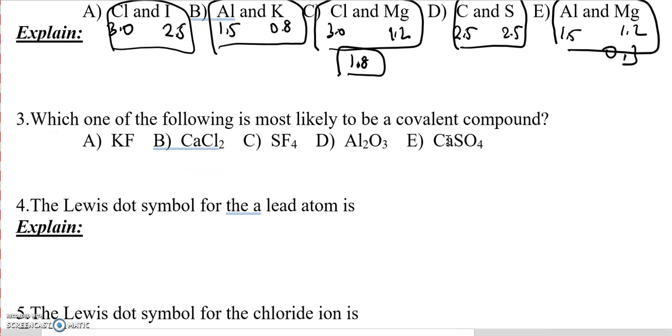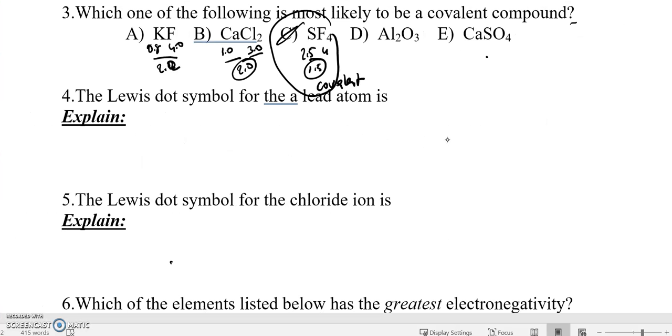Which one of the following is most likely to be a covalent compound? Similar problem here. Potassium is 0.8, fluorine is 4, difference is 3.2, definitely ionic. Calcium is 1 and chlorine is 3, so the difference is 2, ionic. Sulfur is 2.5 and fluorine is 4, difference is 1.5.